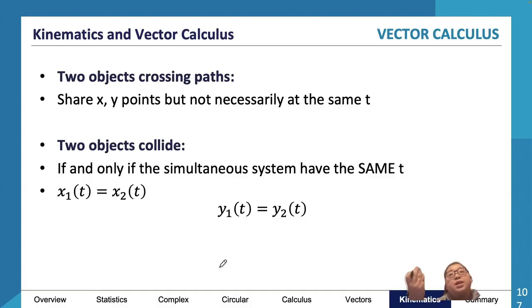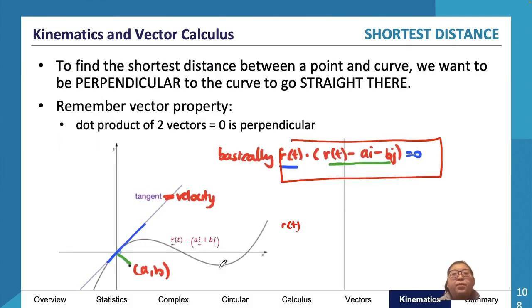Crossing paths is they share the x point, but not necessarily the time, whereas colliding, they have the same time at the same point. So that means that the x and the y components need to both be equal at the same t. If you're at the same point at the exact same time, you collide, but if you just cross paths, you might not collide. And how you find the first part about crossing paths is you just get the two equations, solve for them, and make sure that it fits within the domain for t.